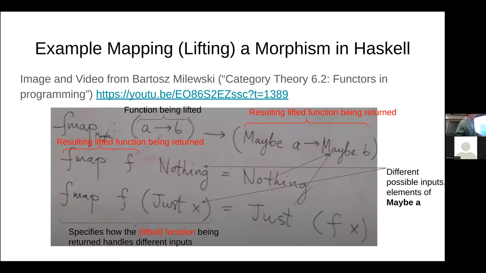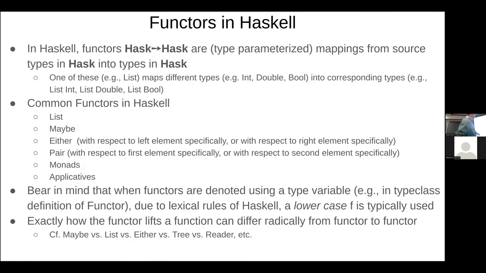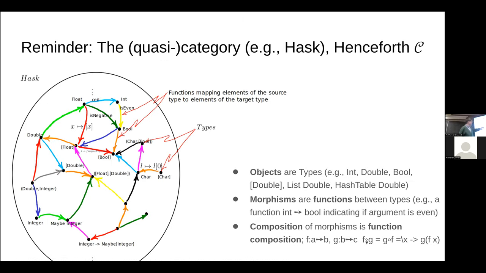And it's going to be very similar for all these others. It could be either, it could be pair, or it could be a tree or other types of monads. Lifting it with a morphism is going to let it operate on these maps of those things. So when we hit it with the functor, it will go from list of ints to list of bools, or maybe ints to maybe bools. But it automatically knows how to lift this. It knows how to lift the morphism.